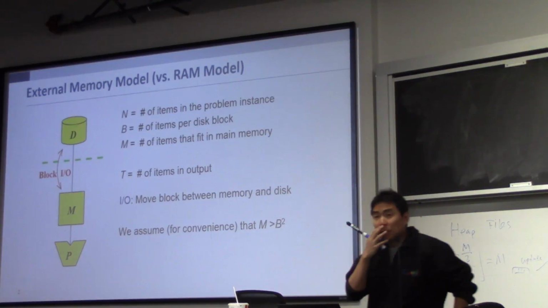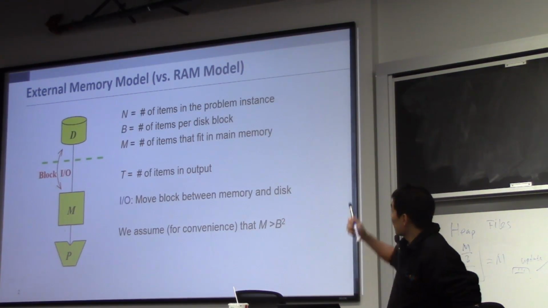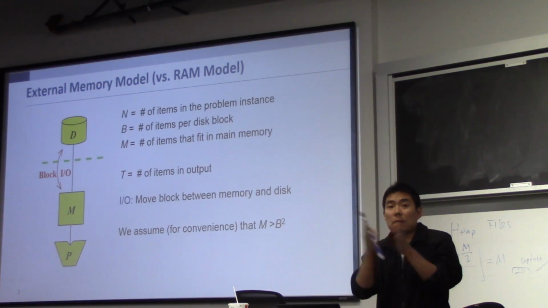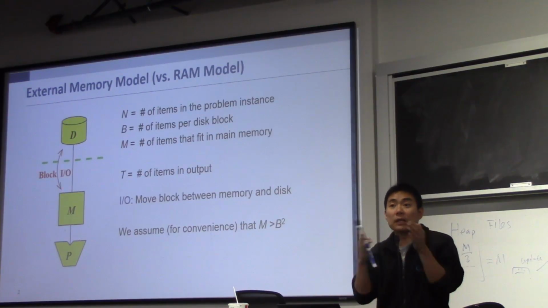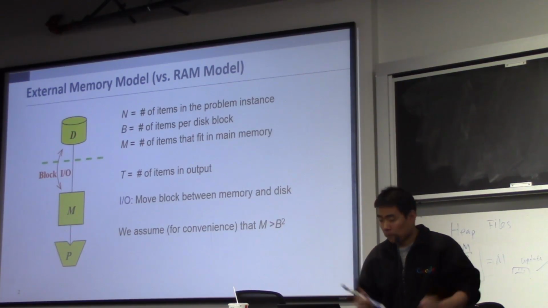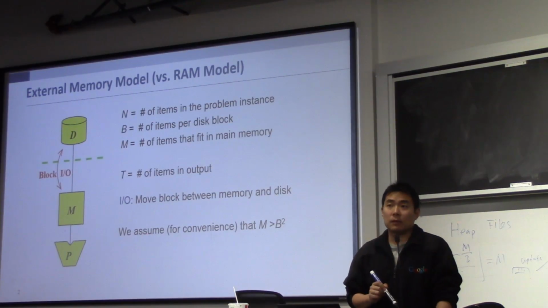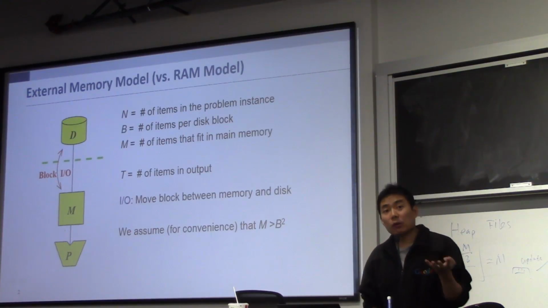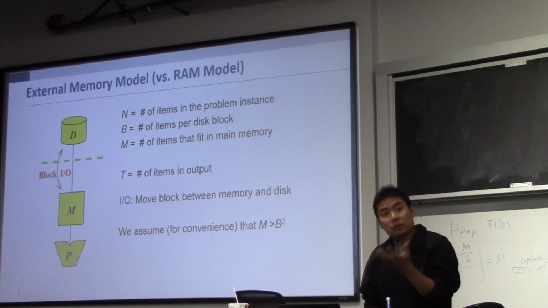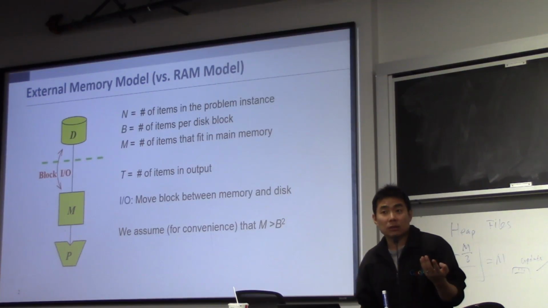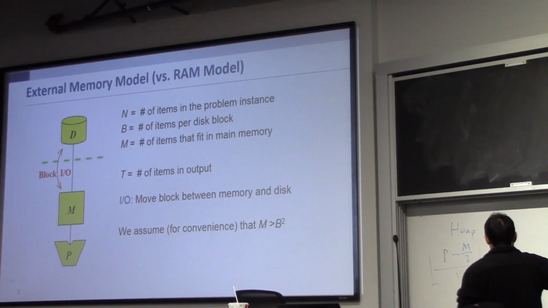To facilitate our discussion, I'm going to use these parameters. N is the number of items in the problem instance. In our case, N is the number of records. For example, if you have 1 million student records, N will be 1 million. B is the number of items you can hold per block. For example, if your page size is 4 kilobytes, and each record is 100 bytes, then the number of records you can hold per block is what? It's 40. So B will be 40 in that case. Does that make sense? So you calculate the value of B using P divided by R roughly.